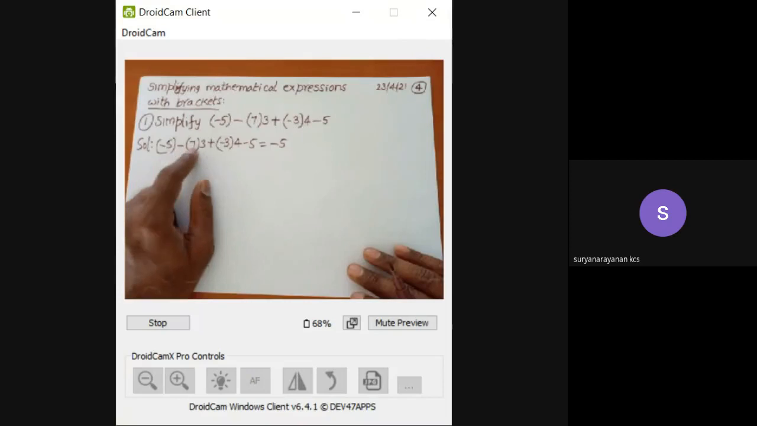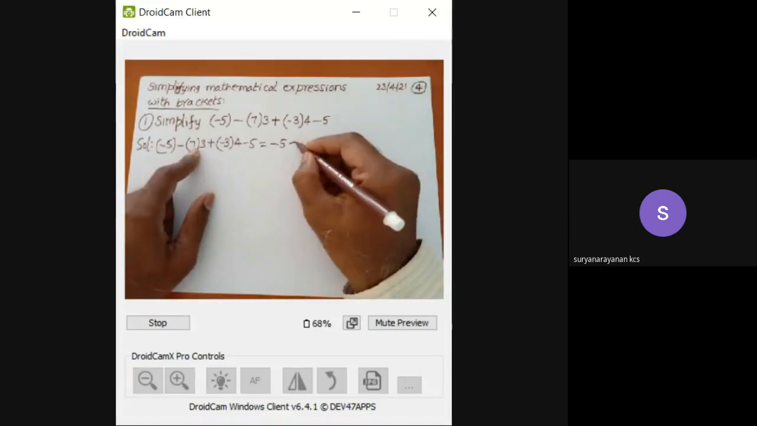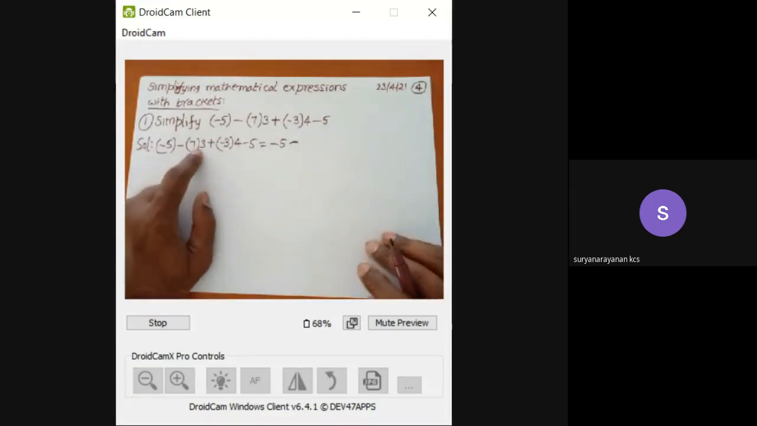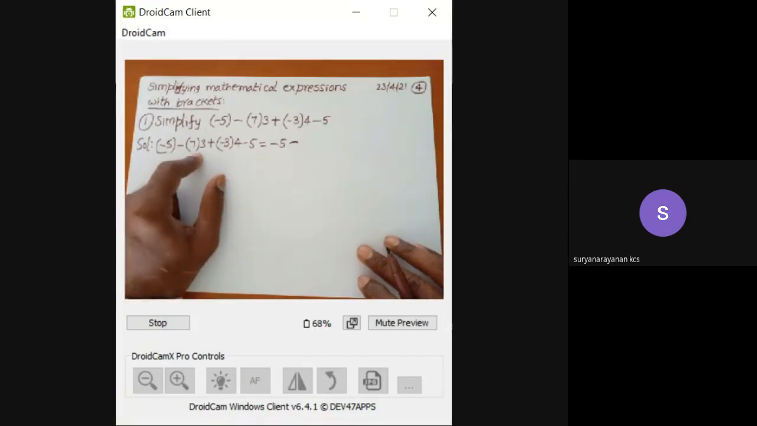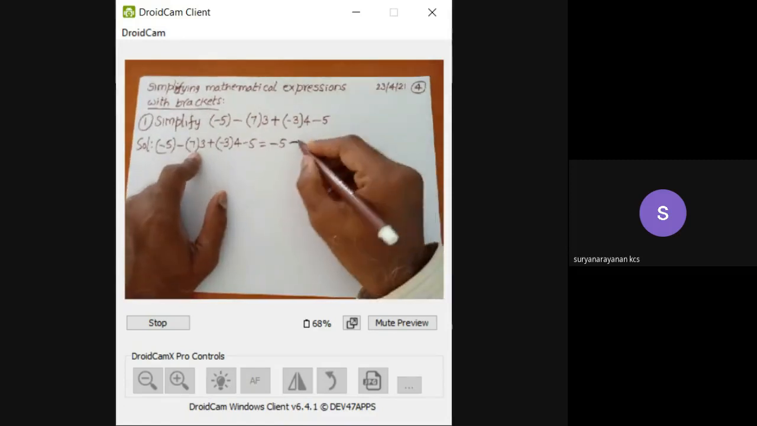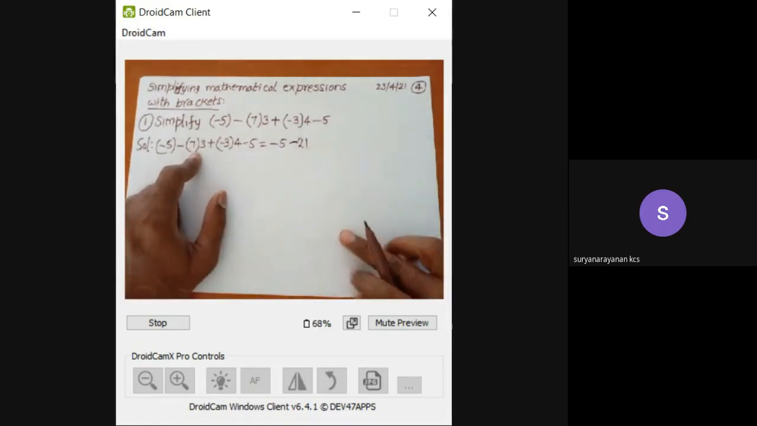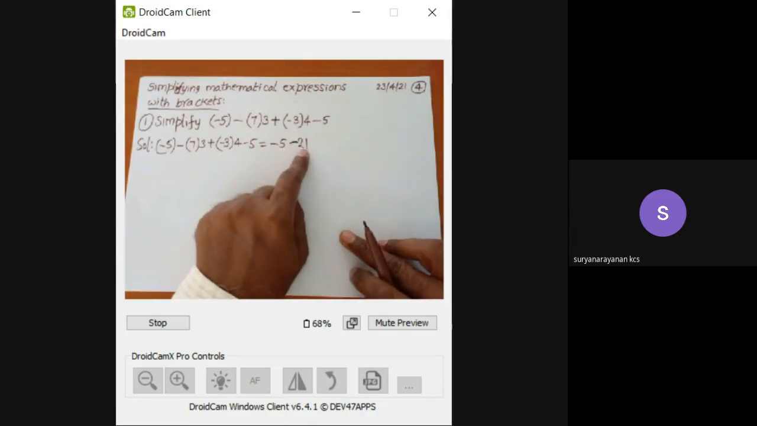So minus into plus, first multiply signs. Minus into plus, what will you get here? Minus. After that, multiply numbers. Previously I told you, first multiply signs, after that multiply numbers. Remember these steps. Remember these rules. Okay, my children, 7 threes are 21. So second number is minus 21.